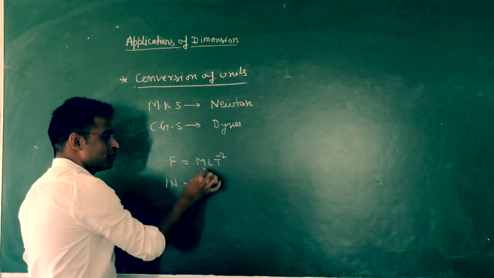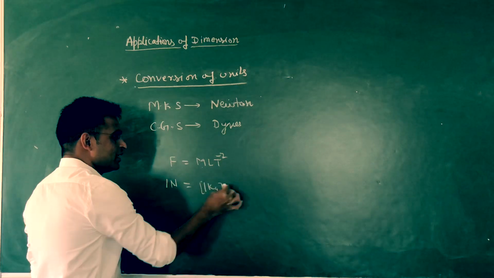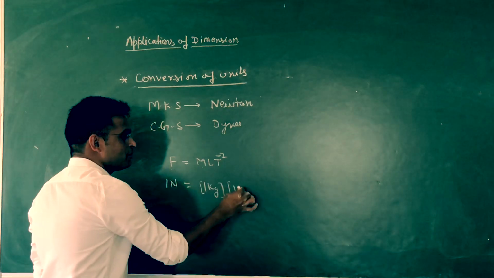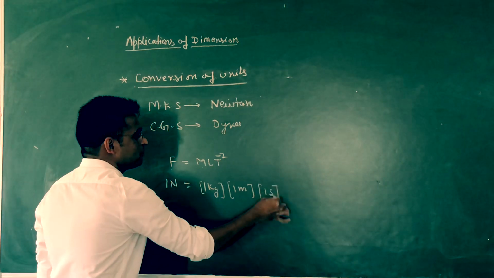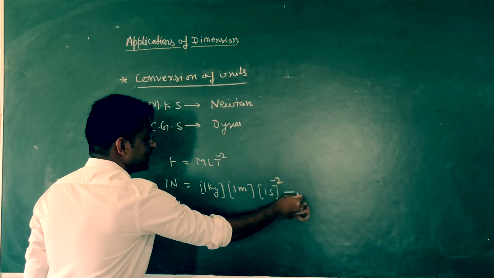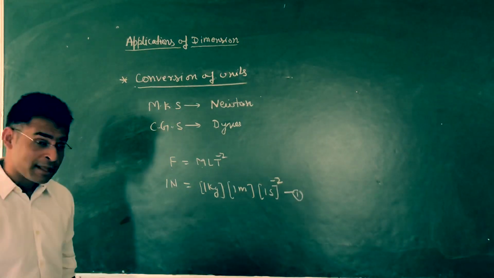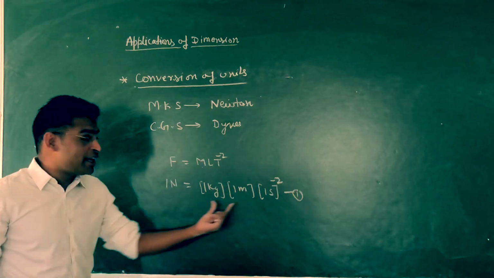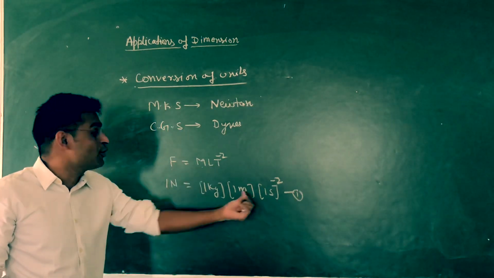For mass I'll write 1 kg, in MKS form. For length I'll write 1 meter. For time I'll write 1 second, to the power minus 2. Everything is 1, but I wrote this complete equation in terms of MKS, meter kilogram second. Now this is the MKS form of this formula.